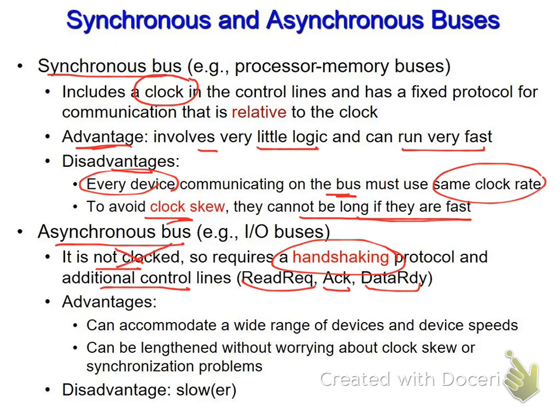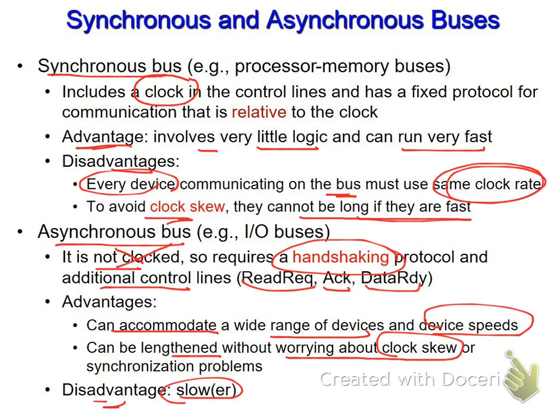So I will have additional control lines, as an example, read, request, acknowledge, data ready, and so on and so forth. So what will be the advantage? I can accommodate, as an example, a wide range of devices and device speeds, because now they don't belong to the same clock. So with this one, I can speak with higher performance or higher bandwidth, and the other one can speak with lower bandwidth, and so on. It can also be lengthened without worrying about the clock skew, because now we don't have a clock. But the disadvantage, unfortunately, is that it is much slower.